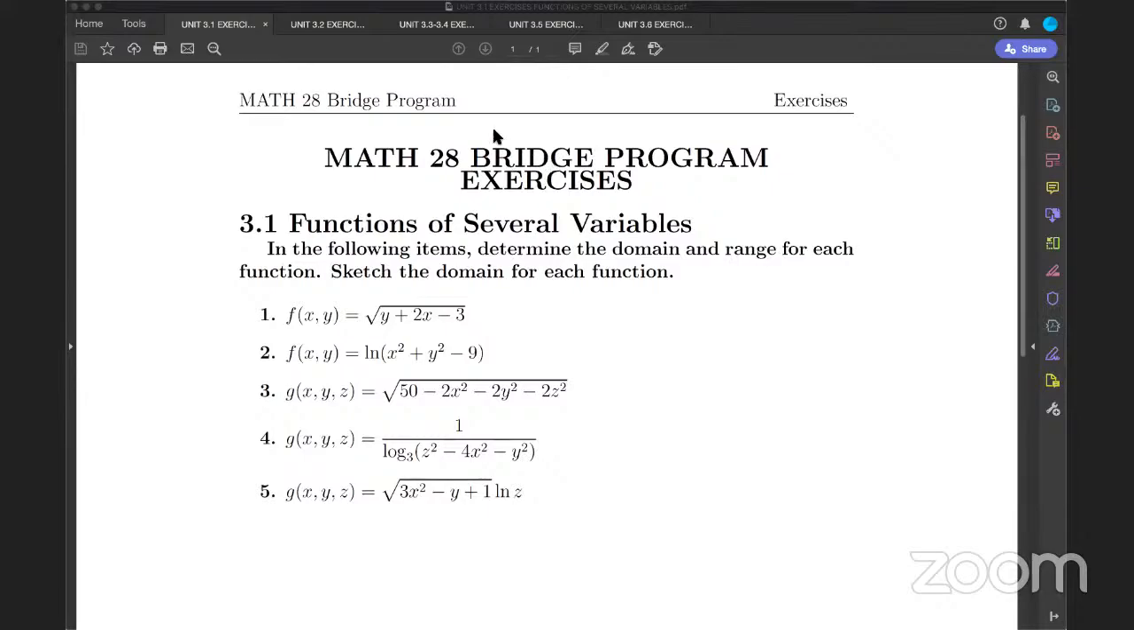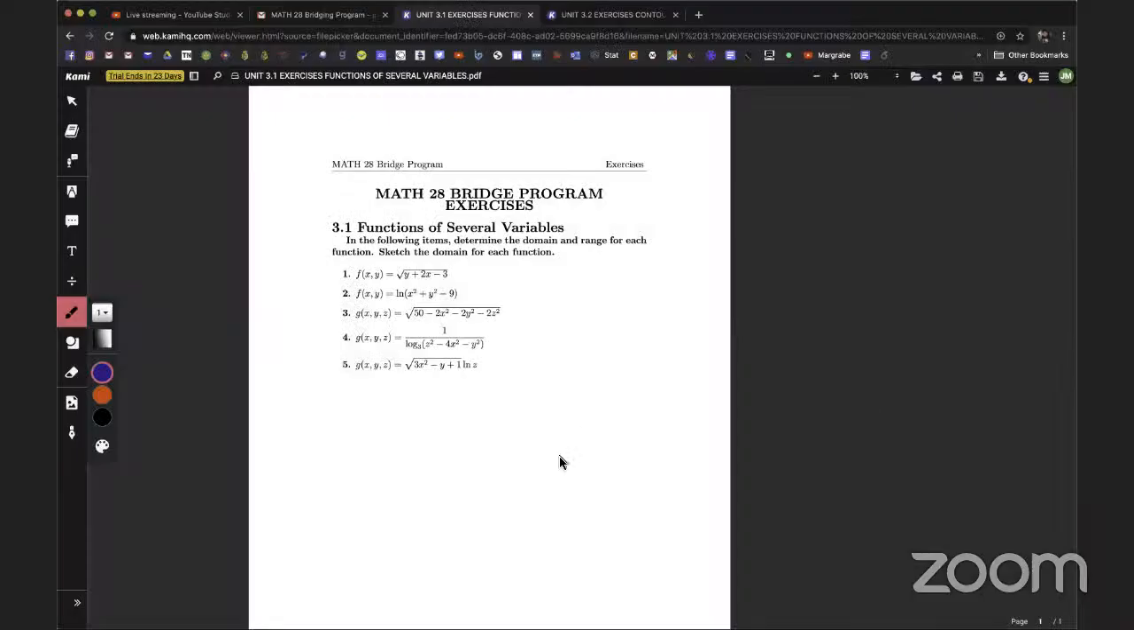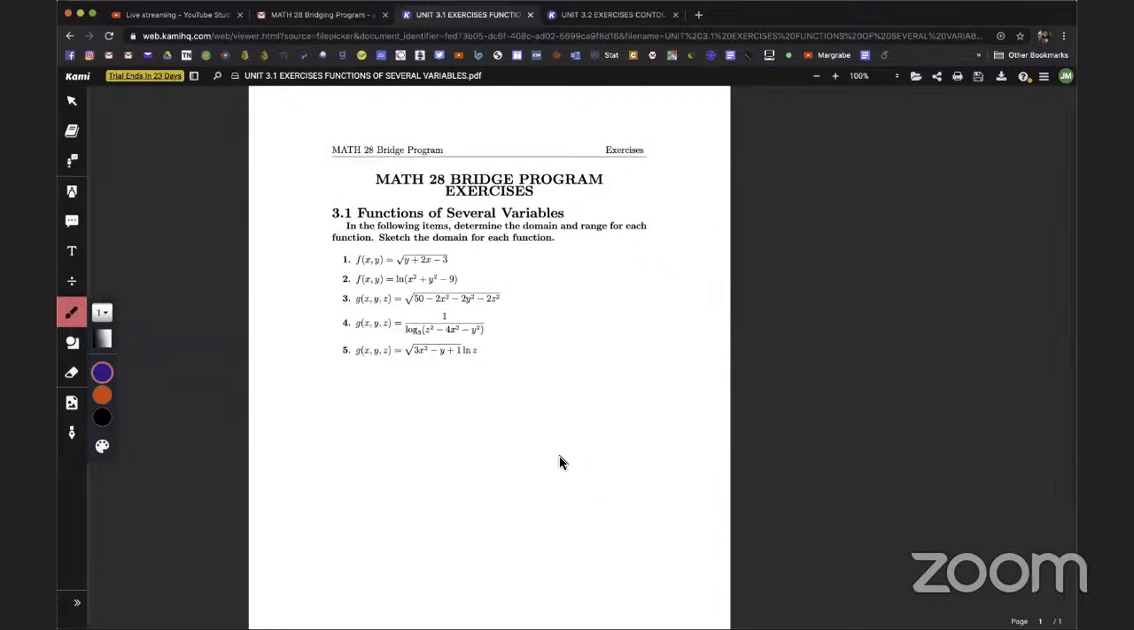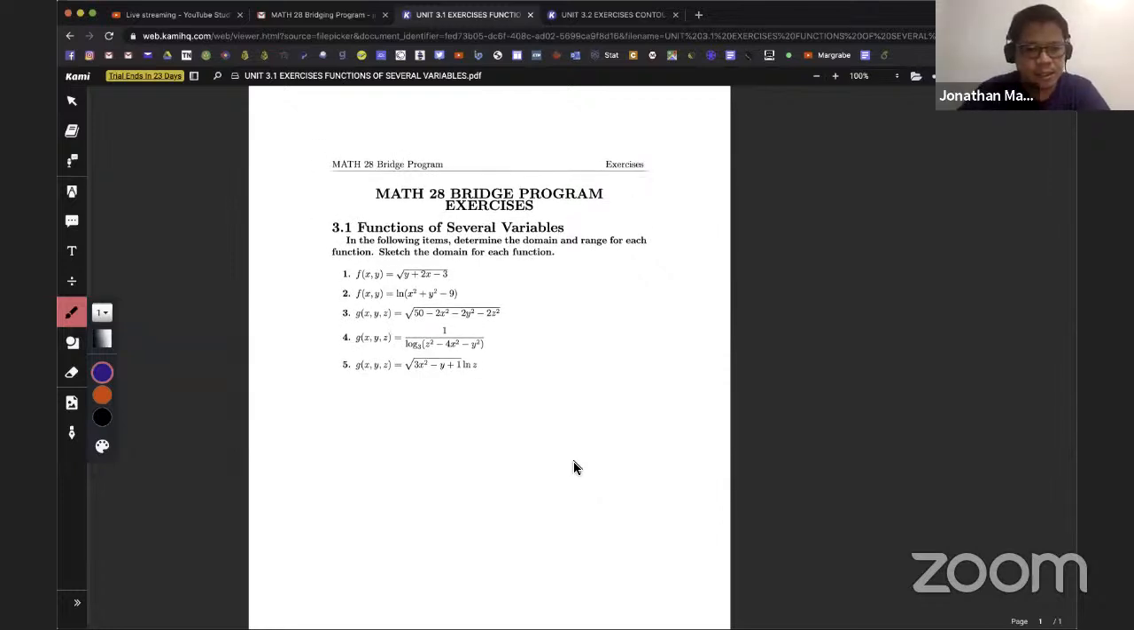Mabagal siya dito. Okay, so dito na lang natin siya i-discuss.